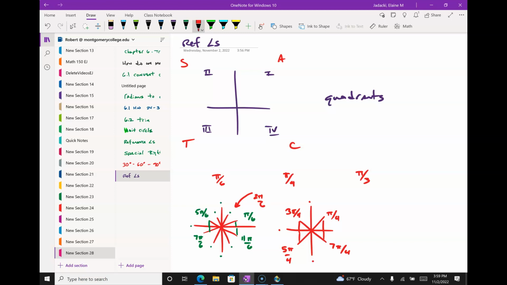Pi over 3 is a weird one because I don't want to draw like a y-axis. I want to cut pi into 3, so the whole thing into 6. So I've got a pi over 3, I've got a 2 pi over 3, I've got a 4 pi over 3, and a 5 pi over 3.